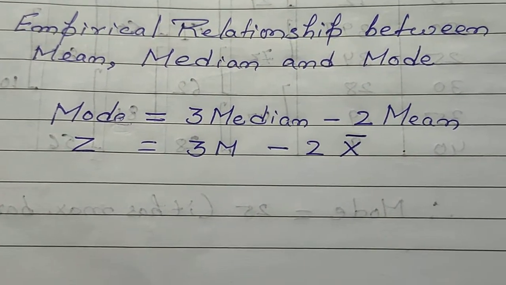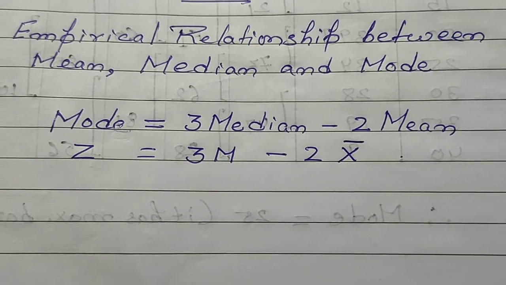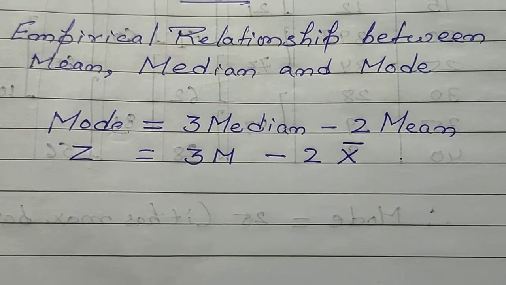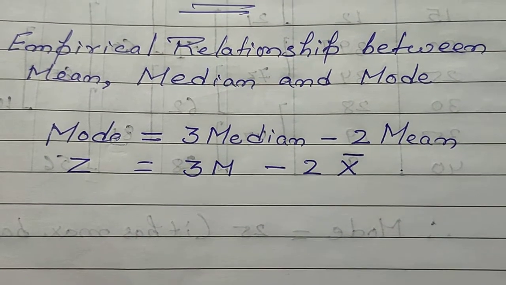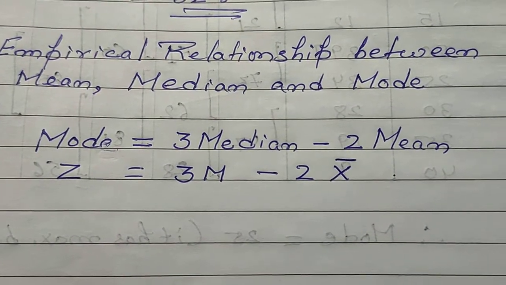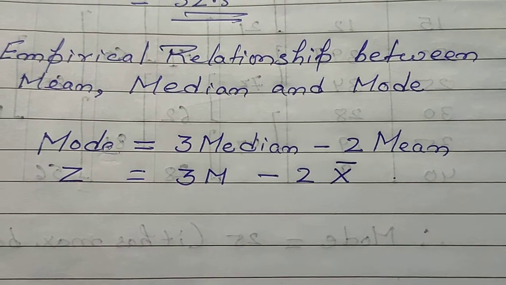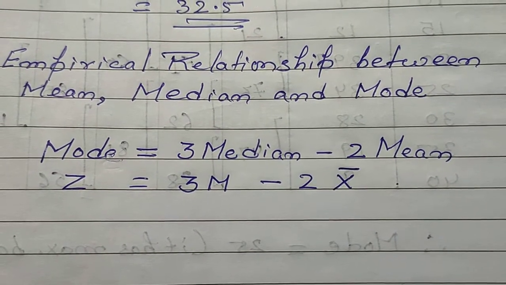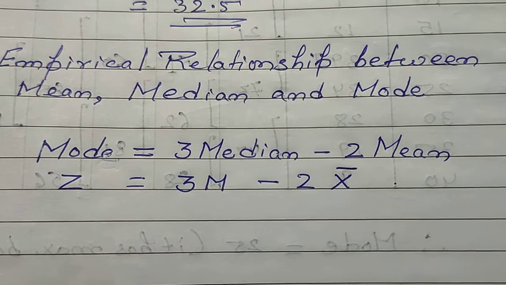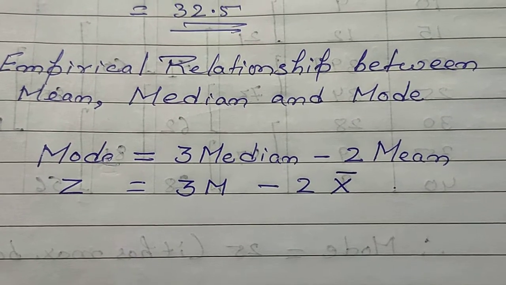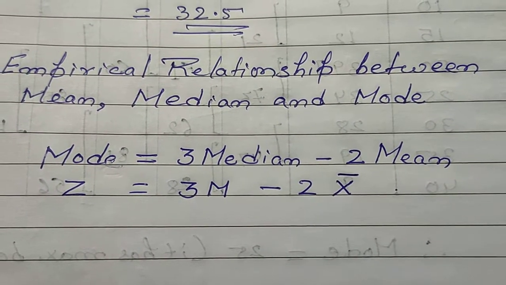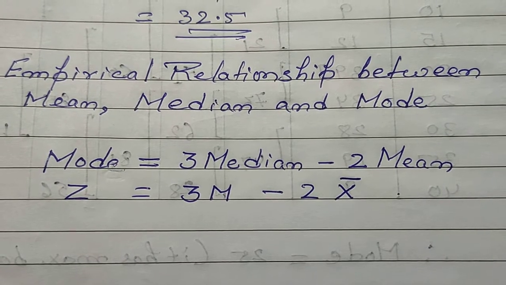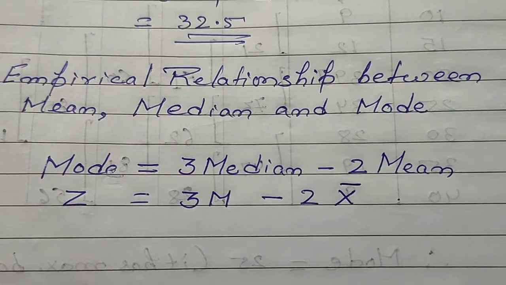Now let us understand the empirical relationship between mean, median and mode. This is already known to you. We know that mode is equal to 3 median minus 2 mean. Some questions you may get are based on this empirical formula. By putting in the given values, you find the desired measure of central tendency.